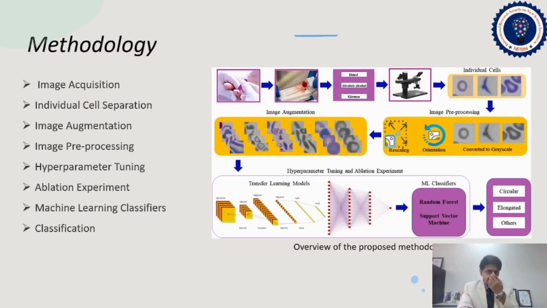So this is the methodology. If you see the figure, this is the overview of the proposed methodology. First of all, image acquisition, then individual cell separation, then image augmentation, then image pre-processing. Then we can see hyperparameter tuning and ablation experiment. After this, machine learning classifiers are involved, and then classification. Classification of what? Classification of circular, elongated, and others. So this is the overview of the proposed methodology.